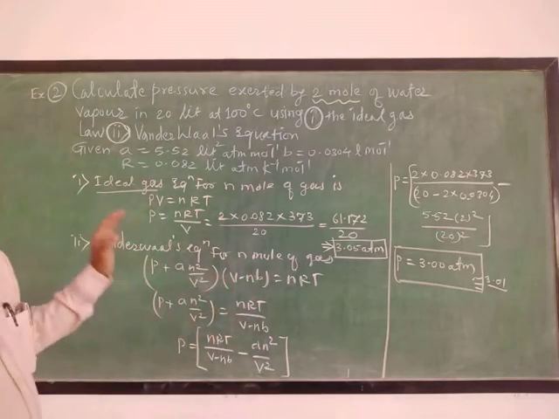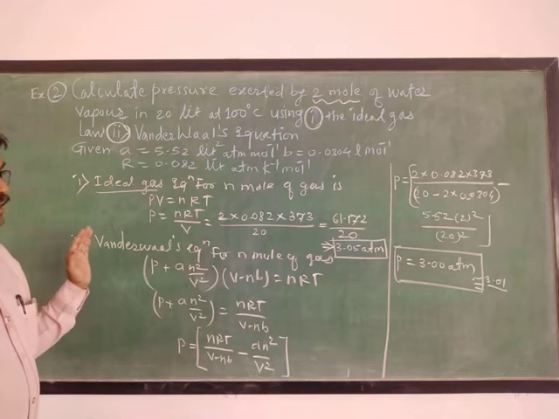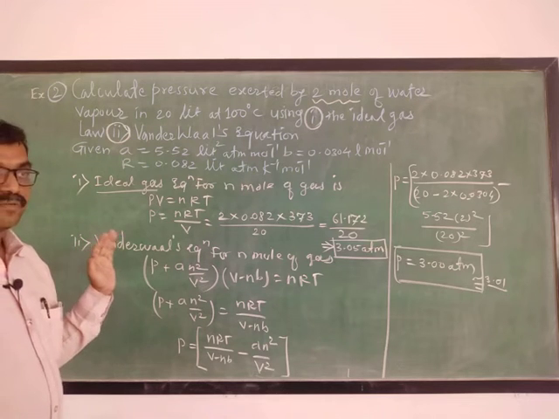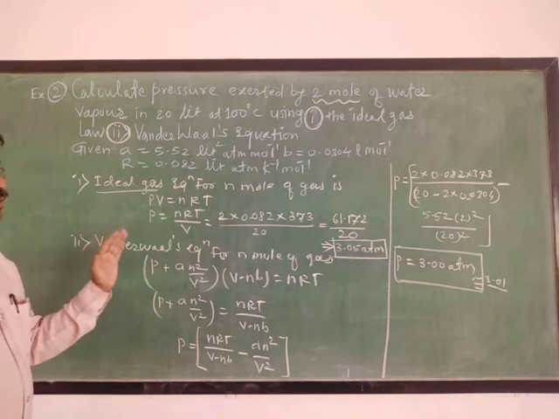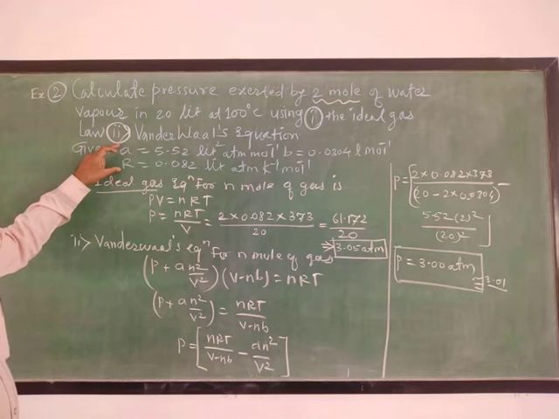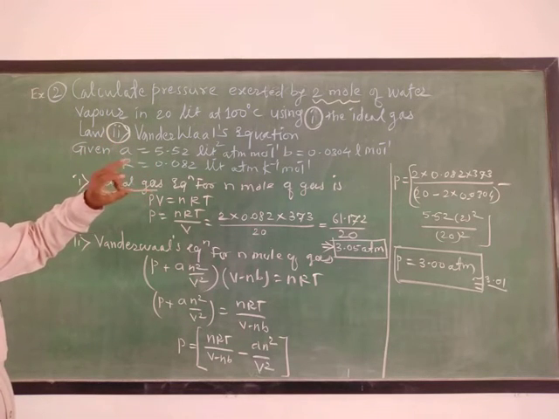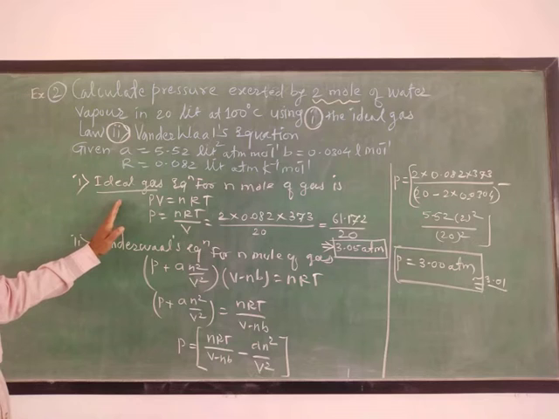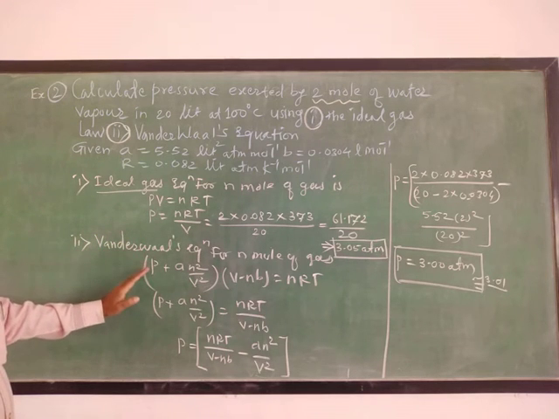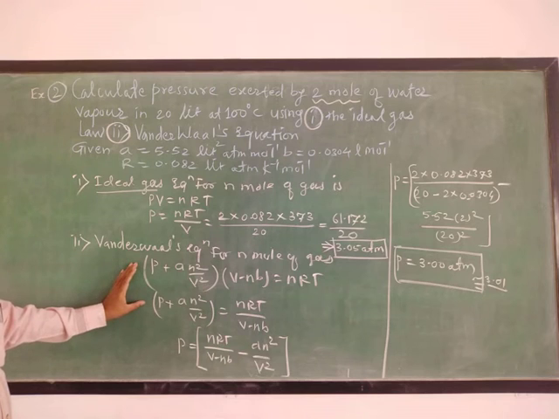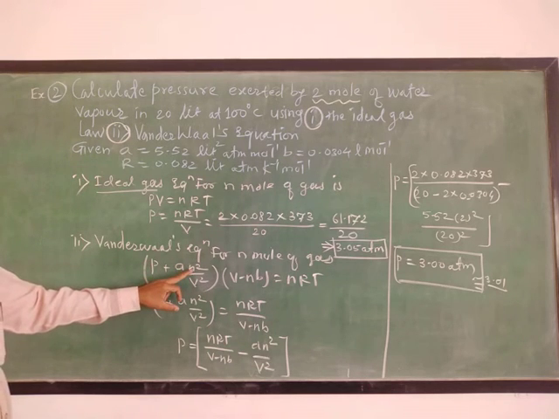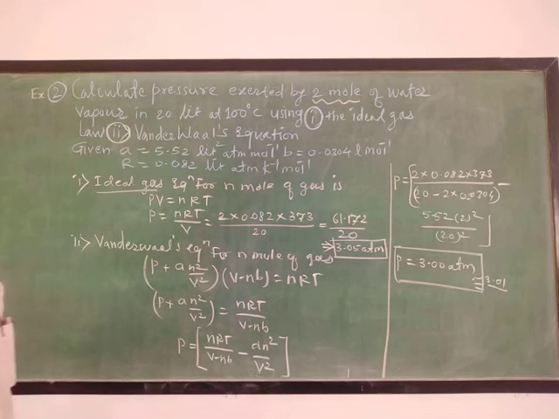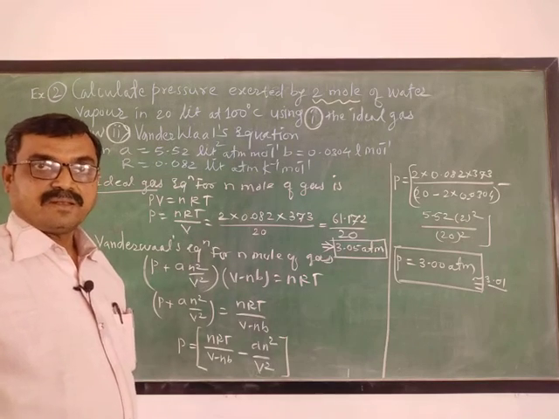In this way, this is a numerical based on the ideal gas equation as well as the van der Waals equation. Very, very important: you only have to see that the terms given are in the same unit, either SI system or CGS system. Then use the formula, the same formula you have to use. Learn this formula. For 1 mole, the value of n is 1, and it will change as given in the formula, as given in the example. Okay.